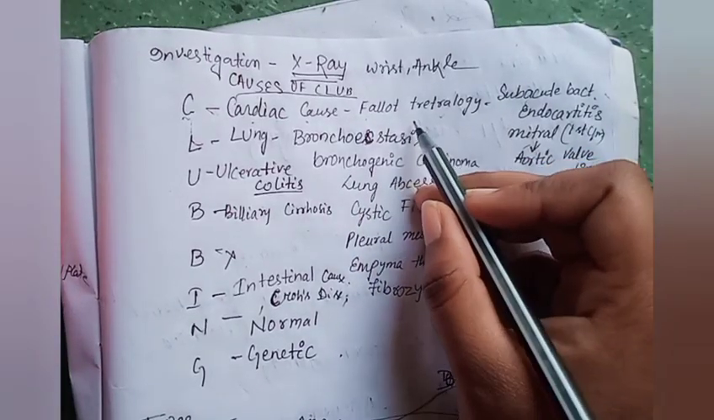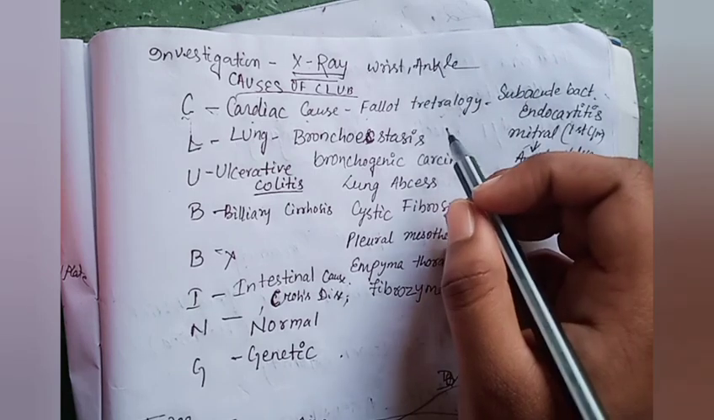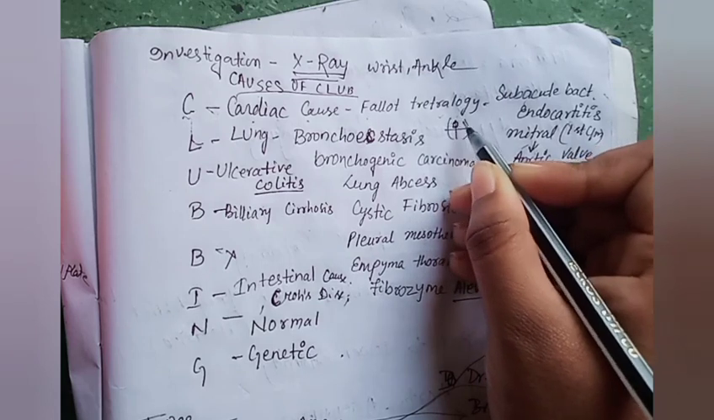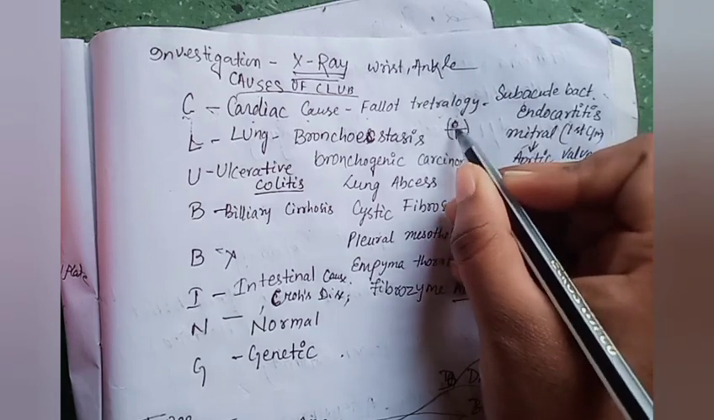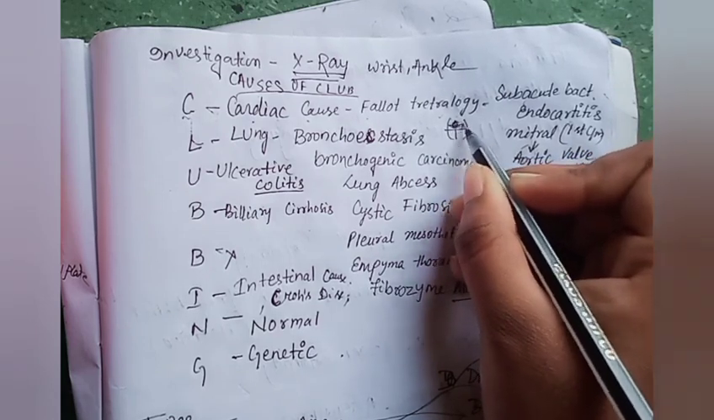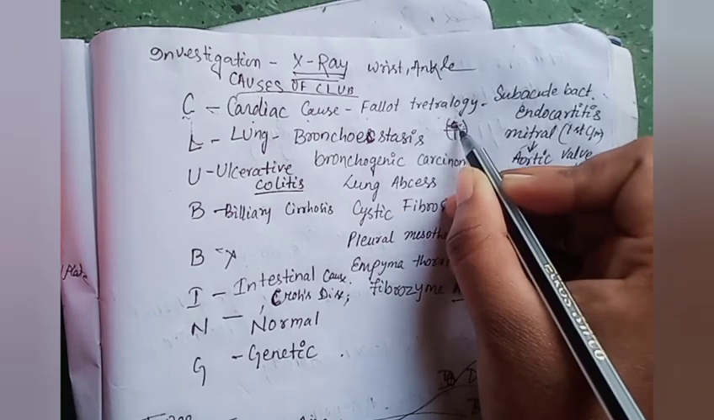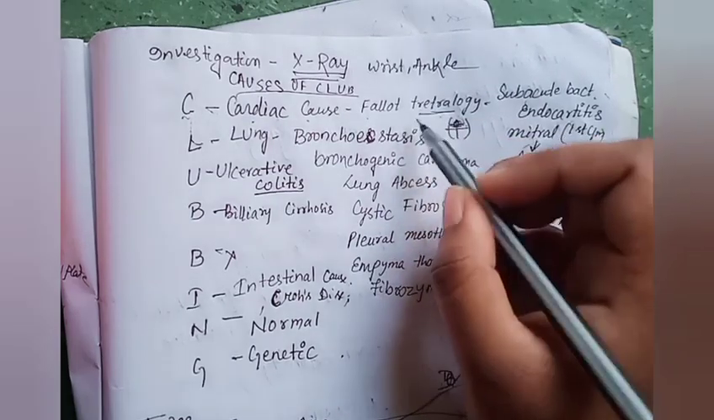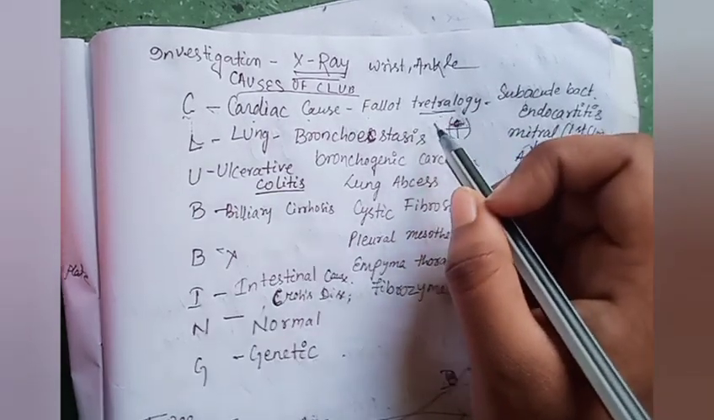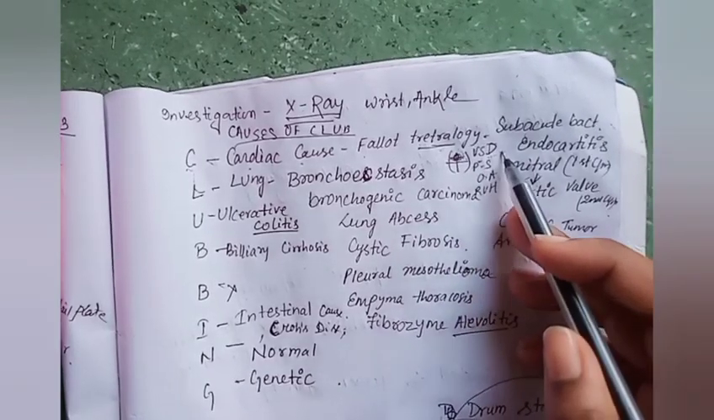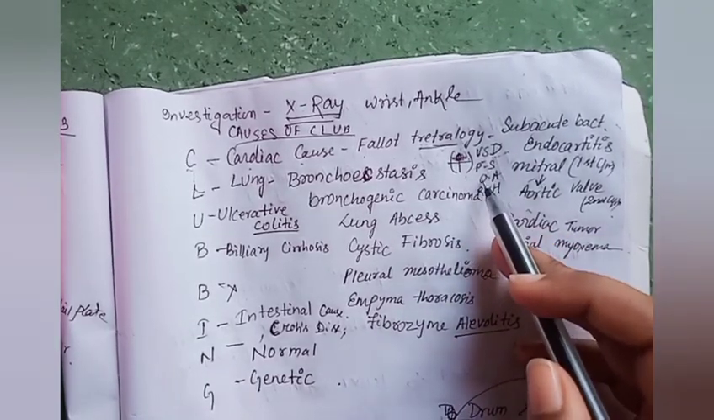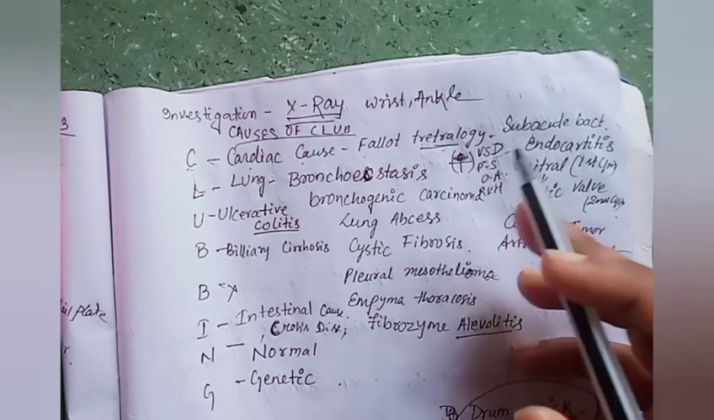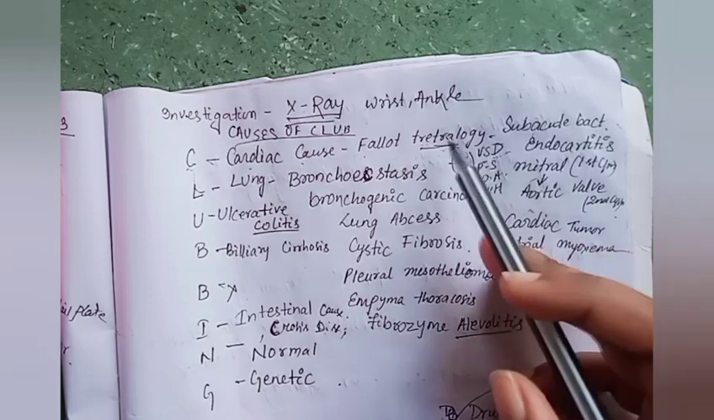Tetralogy of Fallot. In a newborn patient, there is an opening in the heart between the right atrium and left atrium, so oxygenated and deoxygenated blood mix together, which leads to Tetralogy of Fallot. Tetralogy means there are 4 conditions present. What are those 4 conditions? VSD, ventricular septal defect, pulmonary stenosis, overriding aorta, and right ventricular hypertrophy. We will discuss all these terms one by one later.